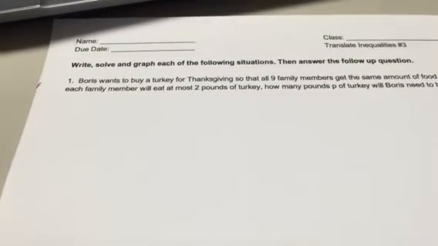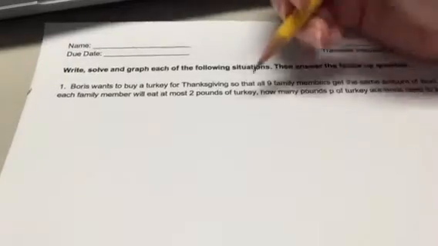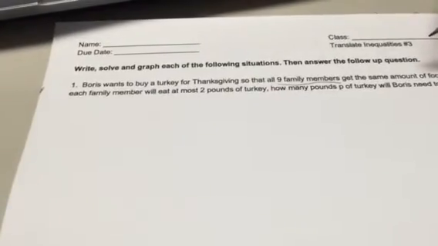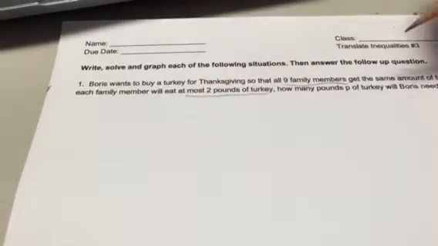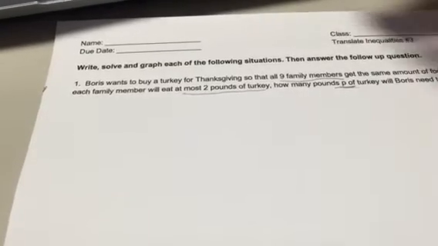So the first one says, Boris wants to buy turkey for Thanksgiving so that all 9 family members get the same amount of food. If each family member will get at most 2 pounds of turkey, then how many pounds will he need to buy?